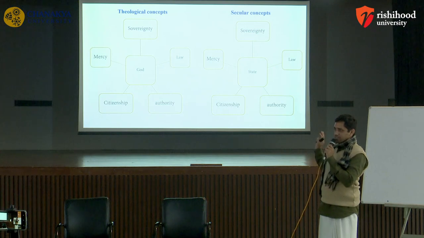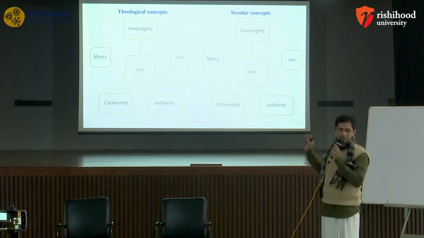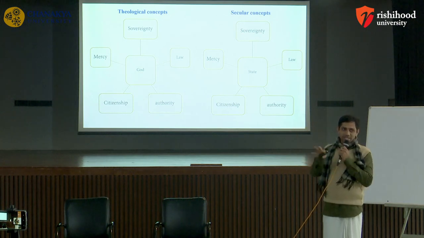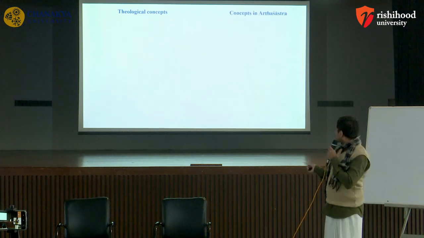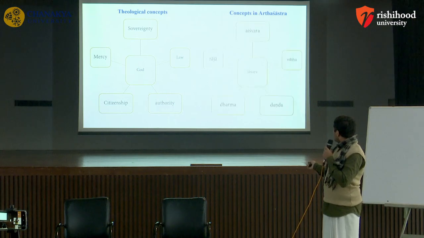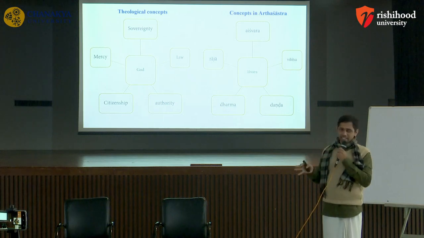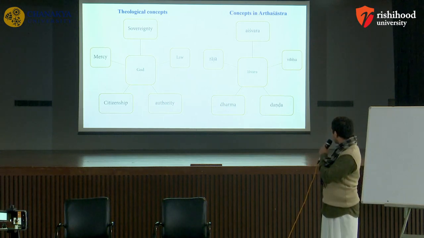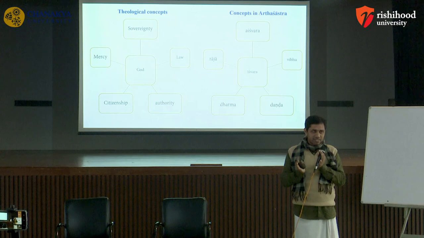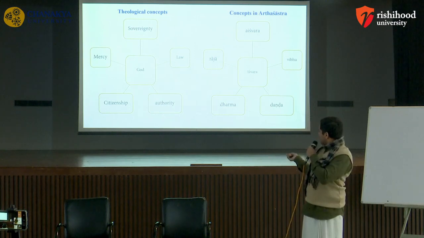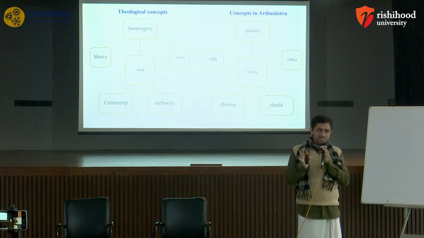And in the secular, when it became secular, the state replaced God. So all these concepts are the same. The concept cluster is the same. Just, we won't find God in these discussions today. But if we see Arthashastra, there are different concepts. A different cluster is there in Arthashastra. For example, we'll find Aishwarya, Vibhu, Danda, Dharma, Raja. These belong to a different concept cluster. And God, sovereignty, law, mercy, citizenship, authority, these are different concept clusters. So these are two different concept clusters.